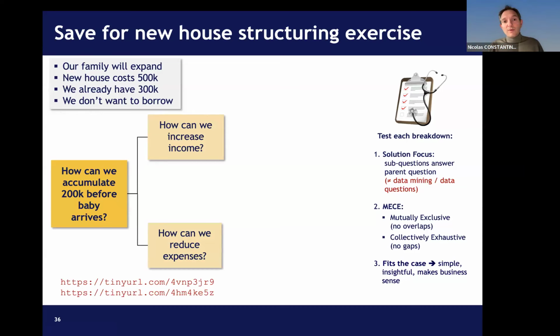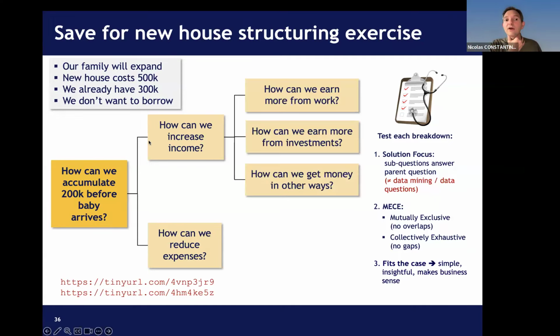Now, income, we can think about the sources of income. At least economists will tend to think about it in terms of income that comes from labor, income that comes from capital, and then other sources. So how can we earn more from work? How can we earn more from investing? And how can we get money in other ways? That could be inheritance, donations, stealing, as long as you only do it once, because otherwise, if you repeat it, it becomes work. But anyway, these are some ways you could think about revenue or income.